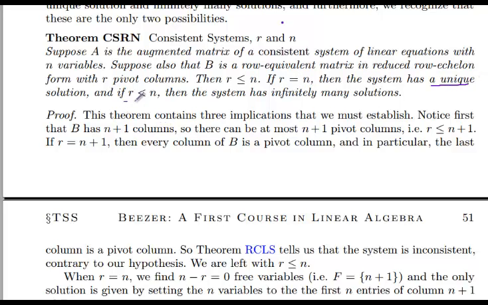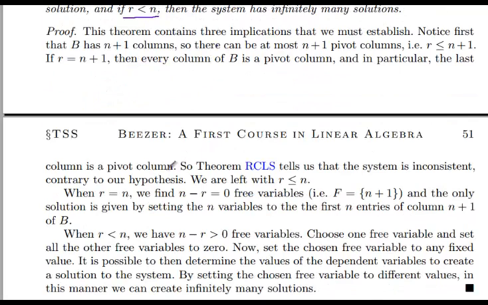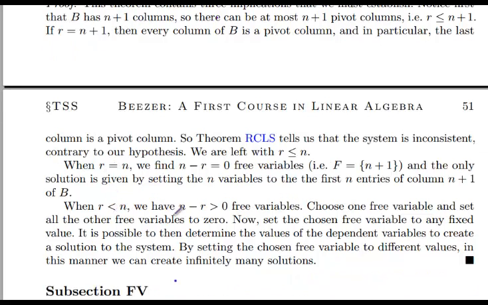If R is less than n, then the system has infinitely many solutions. And in the proof here, when R is less than n, the number of free variables is n minus R. Why is that? Because each column that's not a pivot column must be a free variable column, except for the last column, as we've mentioned before.